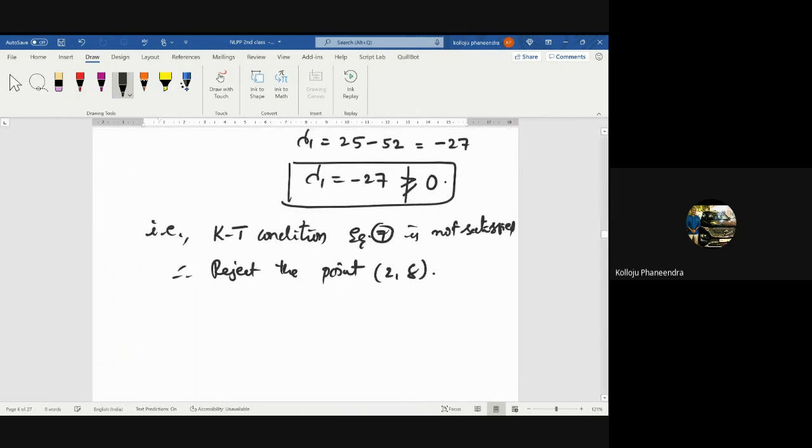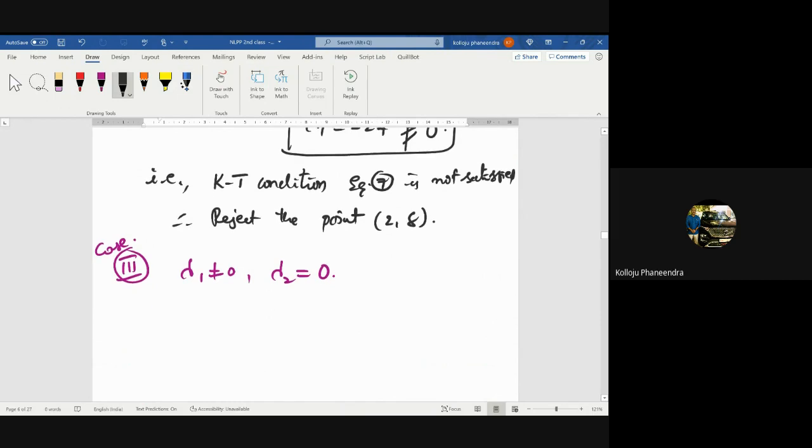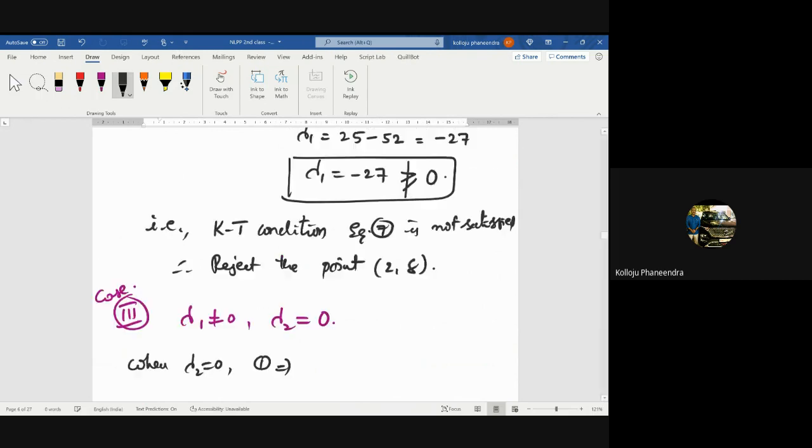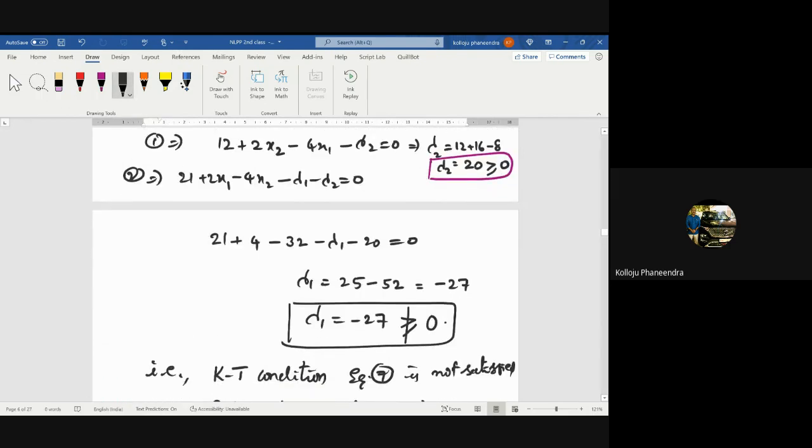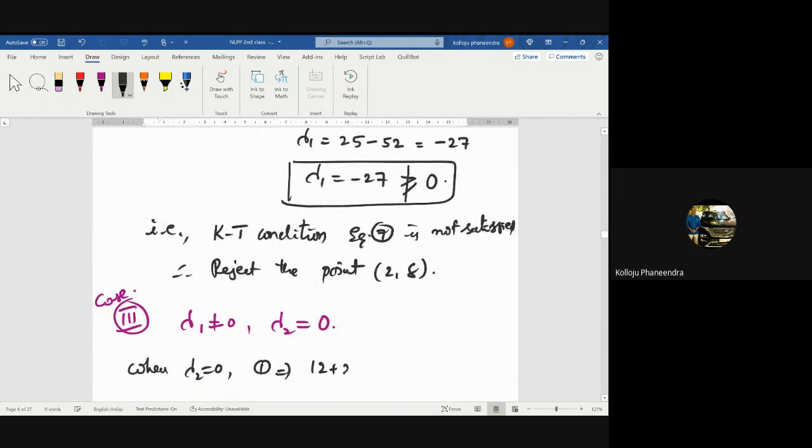Now, third case, Case 3. Case 3 is to take either one equal to 0. I am taking lambda 1 not equal to 0, and lambda 2 equal to 0. Now, one by one, let me solve. When lambda 2 equal to 0, equation 1 gives 12 plus 2x2 minus 4x1 equal to 0.